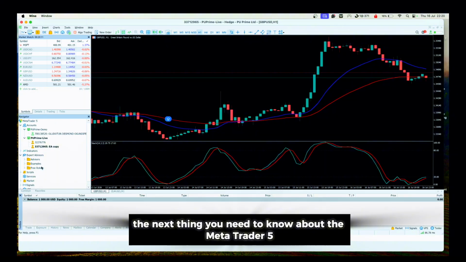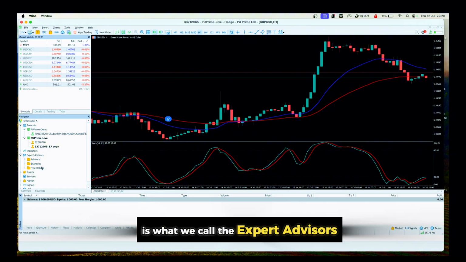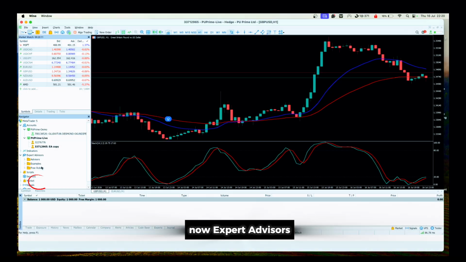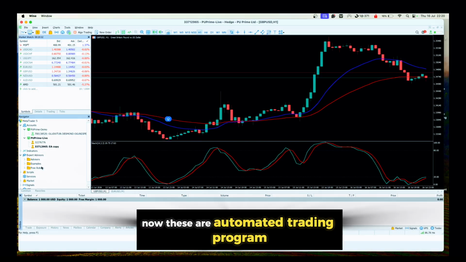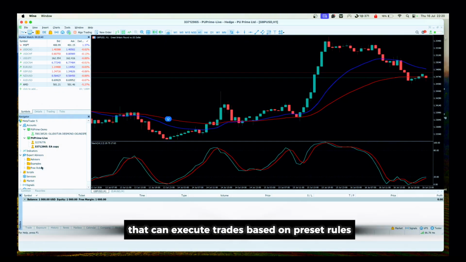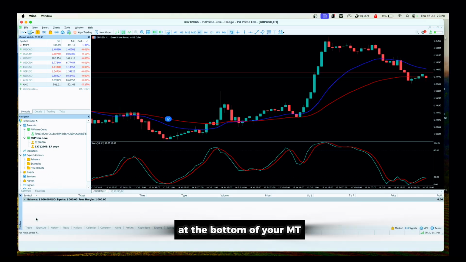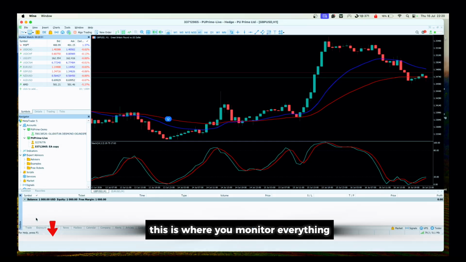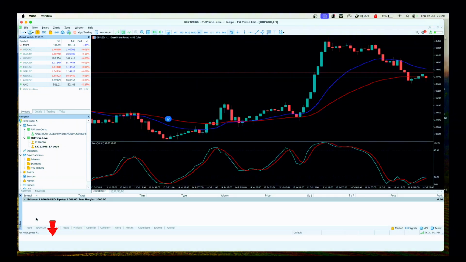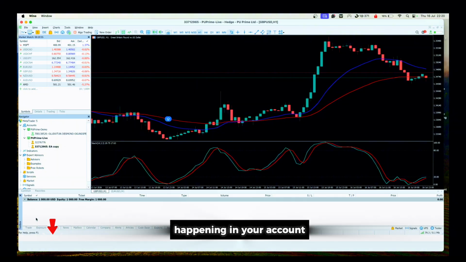The next thing you need to know about the MetaTrader 5 is what we call the expert advisors. Now, expert advisors, as you can see here, is also known as EAs. These are automated trading programs that can execute trades based on preset rules. At the bottom of your MT5 is what we call the Toolbox. This is where you monitor everything happening in your account.